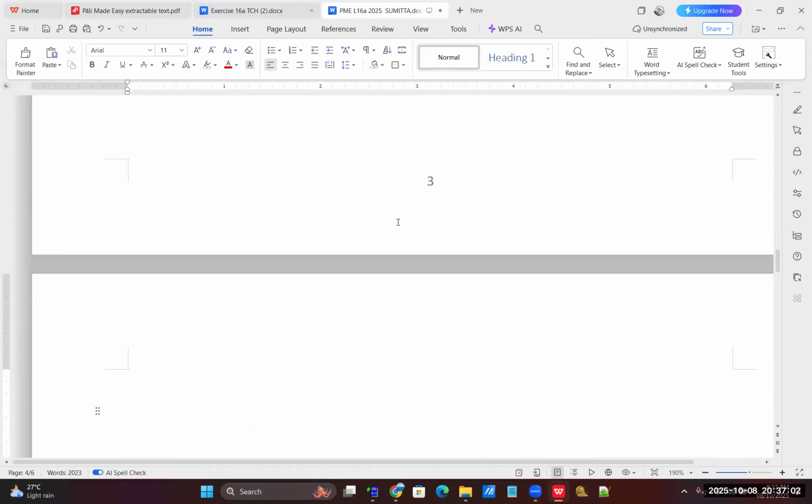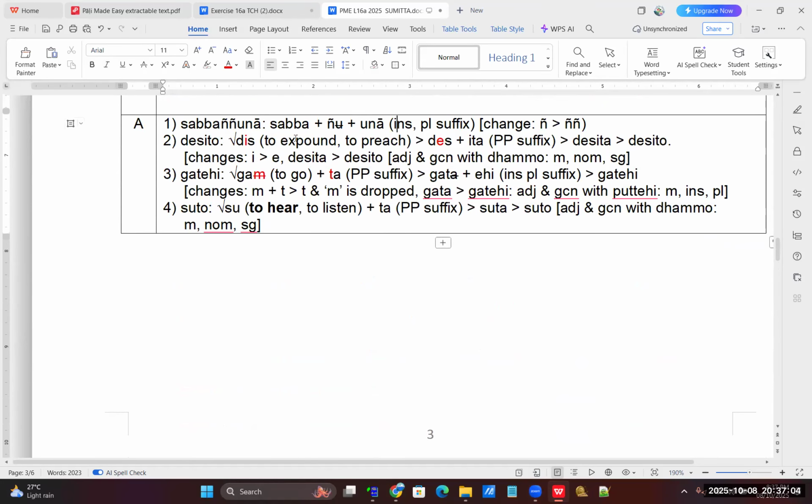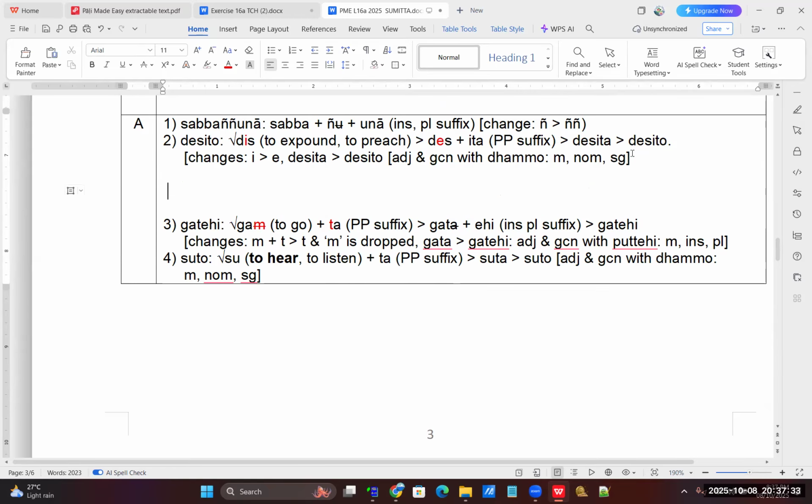Okay, so you have the gata, yeah. Suta from the word su and ta. Gata, gam and ta. Desito, this and ta. Deseti. This one, if you're going to show it like this, I prefer to show it like this, okay? This plus a. You got the dese plus the ita.